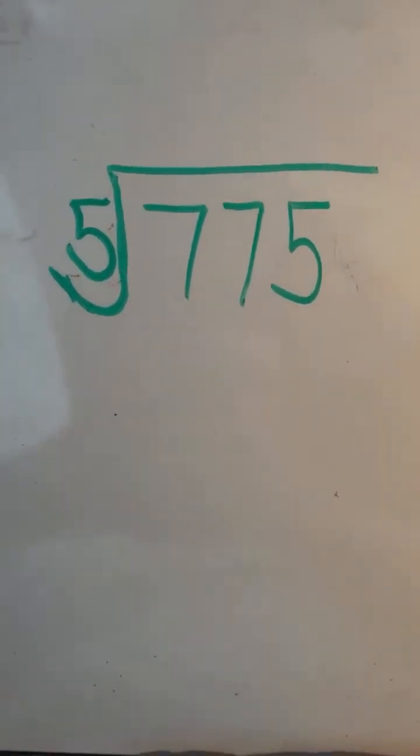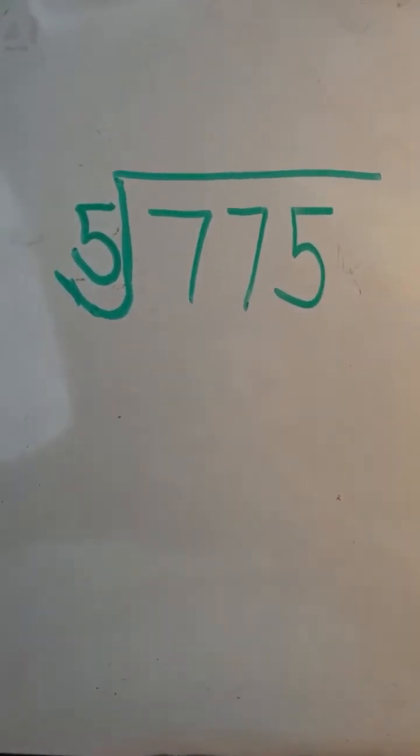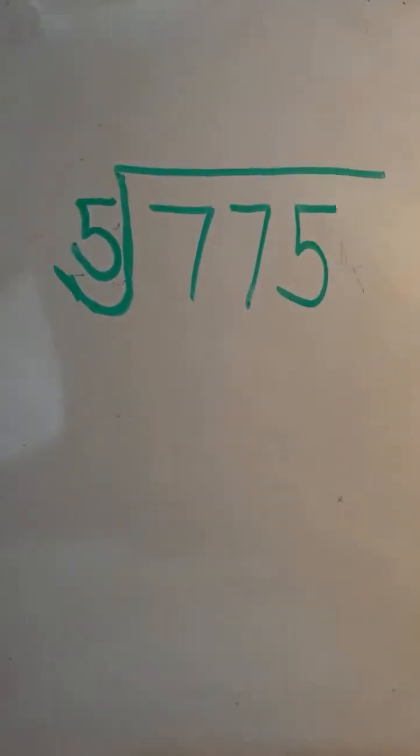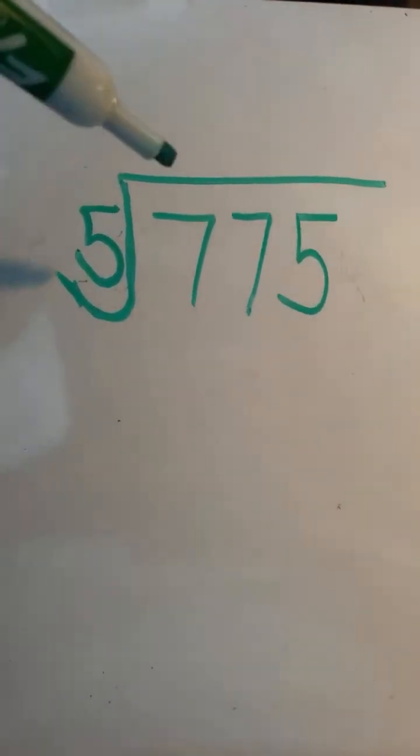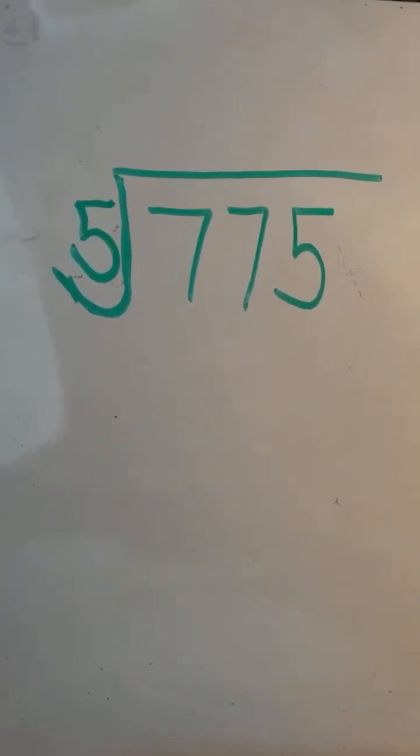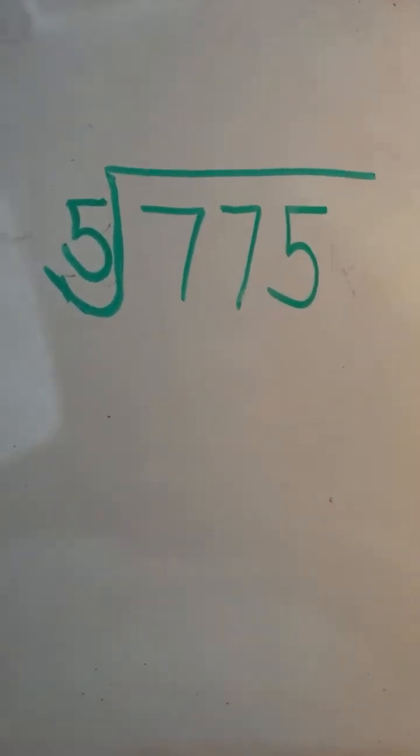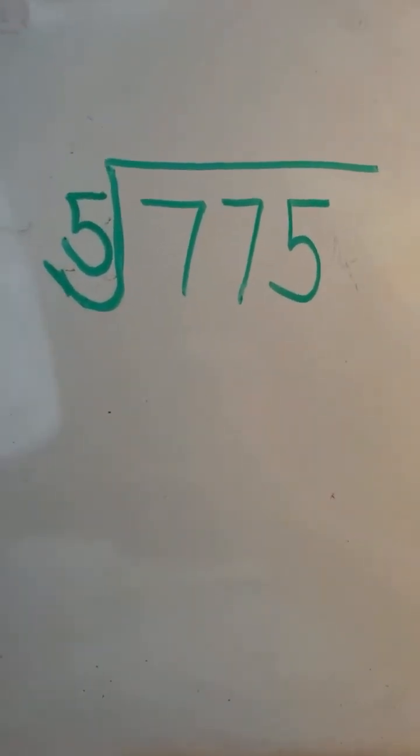So the focus of division is figuring out how many groups of a smaller number you can get into a larger number. For example, for this problem, we want to figure out how many groups of 5 we can fit into 775. Now, if we just skip count by 5s from 5 to 775, that would take forever. So we sort of want to break this down into 3 smaller problems.